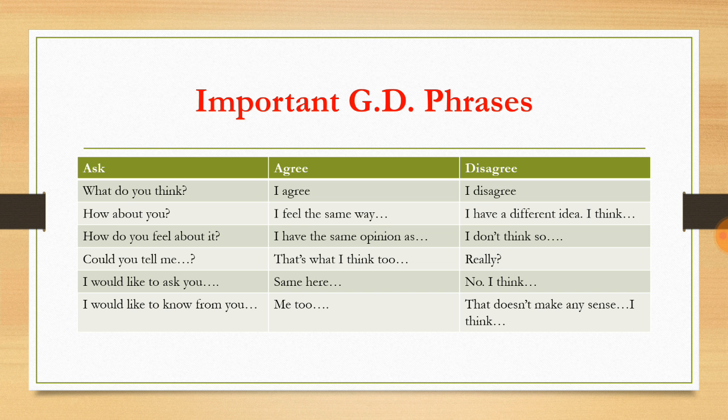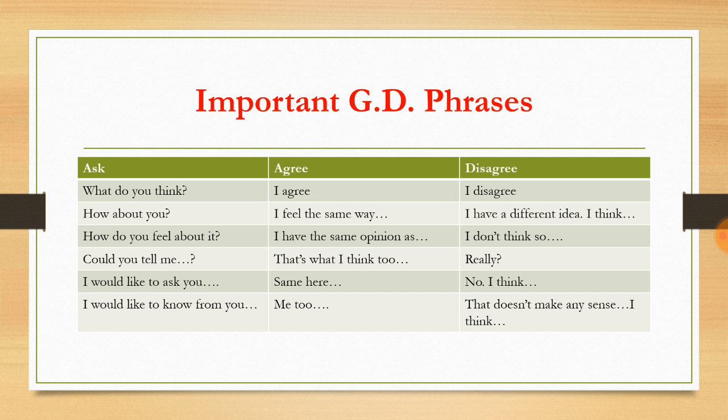If you agree with what others are saying, you should say: I agree. I feel the same way. I have the same opinion as. That's what I think too. Same here. Me too. This "me too" is different from that "me too" of the Me Too movement. So when you agree with someone's opinion or remark, you should go with such phrases. You can select any of these phrases and continue.